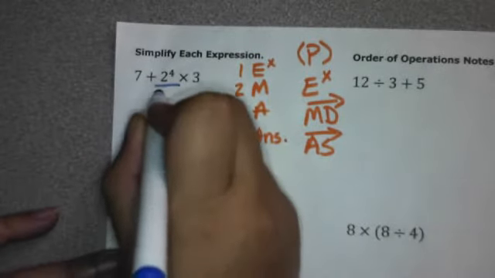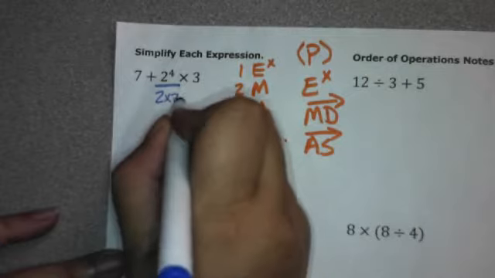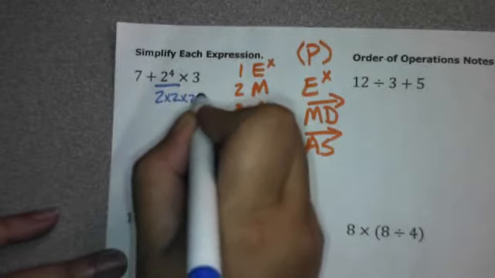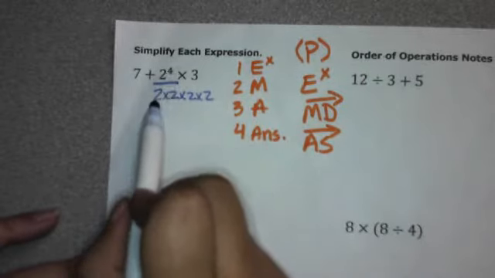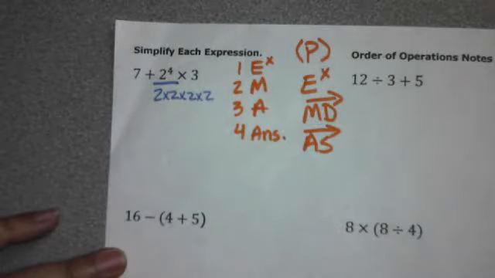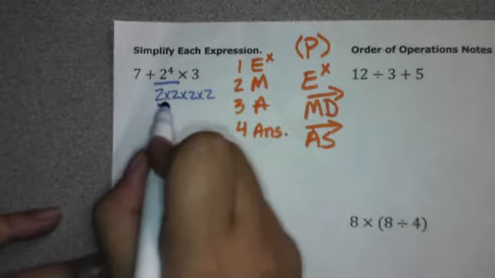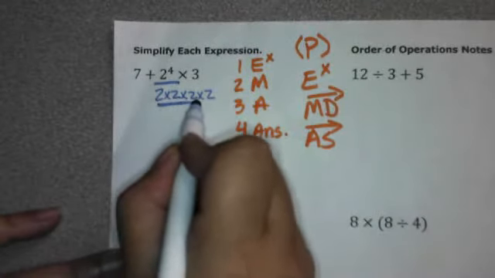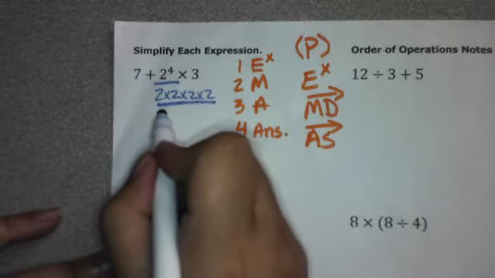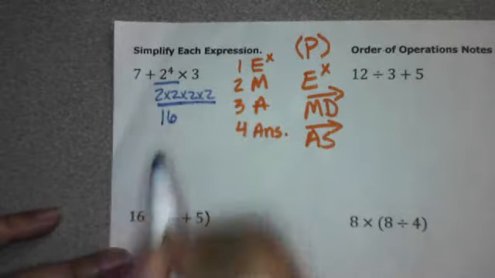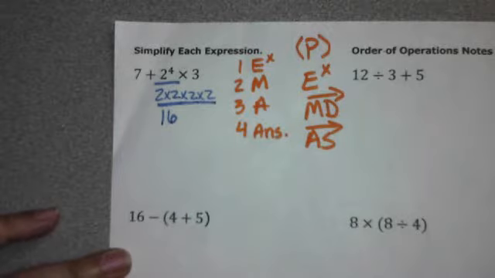2 to the 4th power means 2 times 2 times 2 times 2. The exponent is 4, so there has to be 4 2's. 2 times 2 is 4. 4 times 2 is 8. 8 times 2 is 16. So 2 to the 4th is 16.